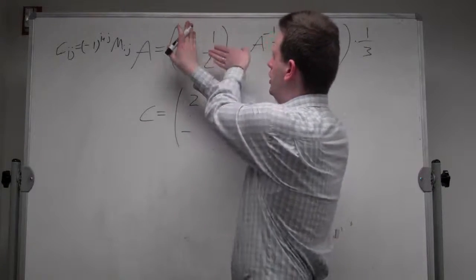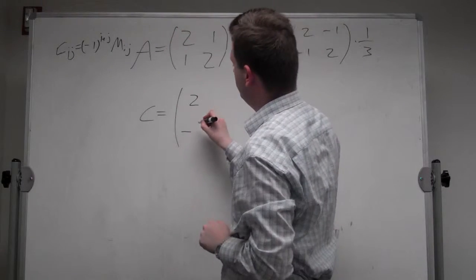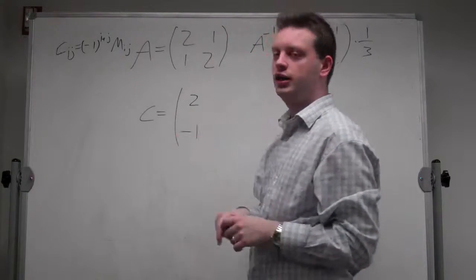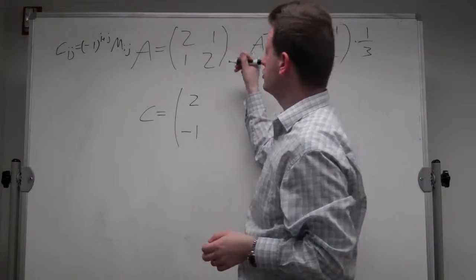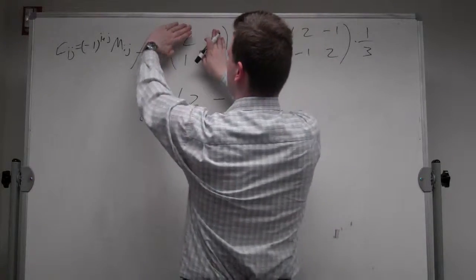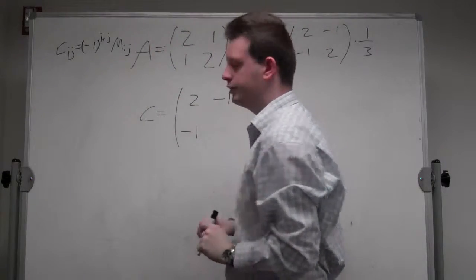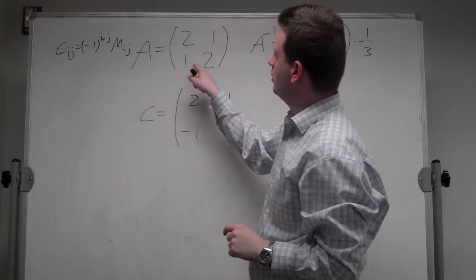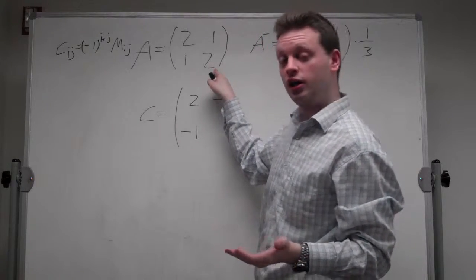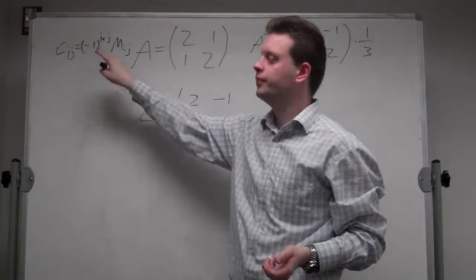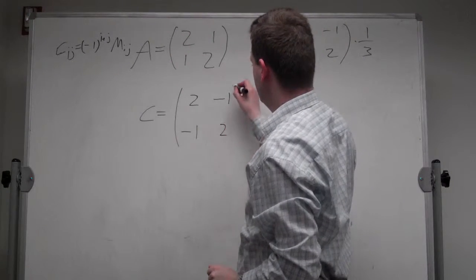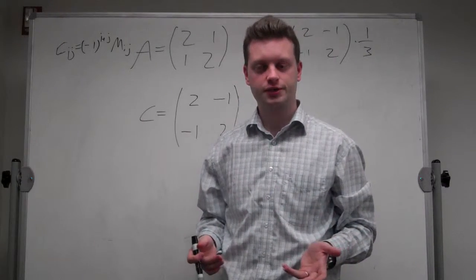Deleting column 1 and row 2, we're left with the top right element, which is 1. We repeat that with the top right element, which has indices 1 and 2, so again there's a negative sign. We delete the second column and the first row, and we're left with element 1. And lastly, we have the element down here, which has index 2, 2, an even number if you sum them up. We delete the column and the row, and we're left with 2, which gives us our cofactor matrix.